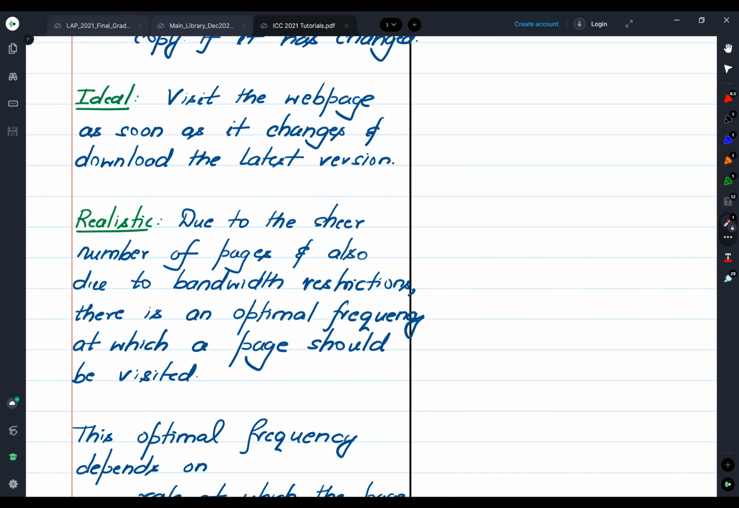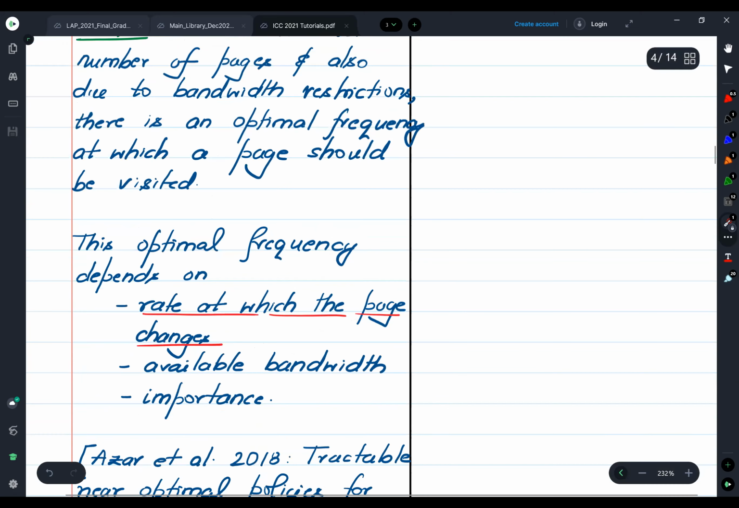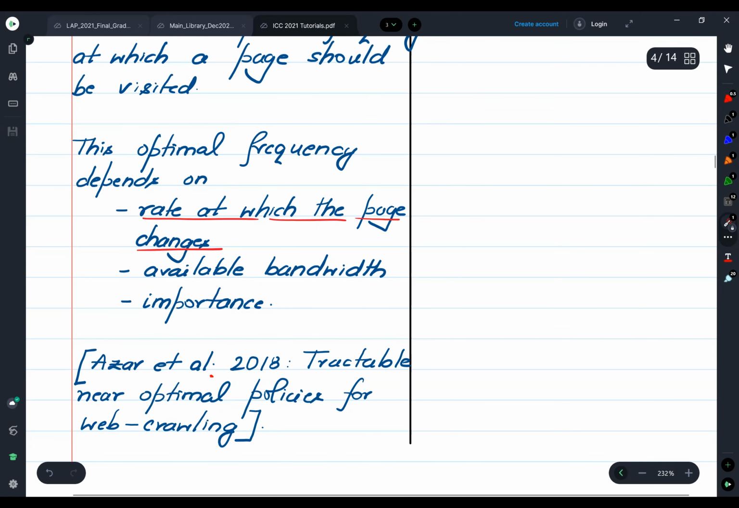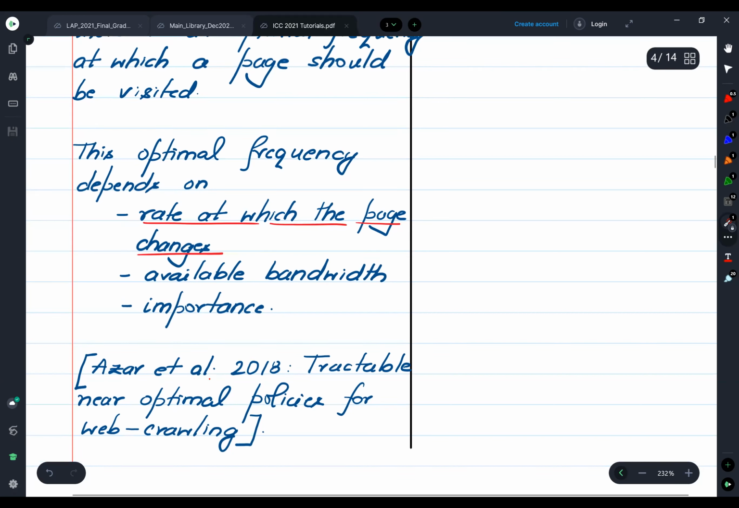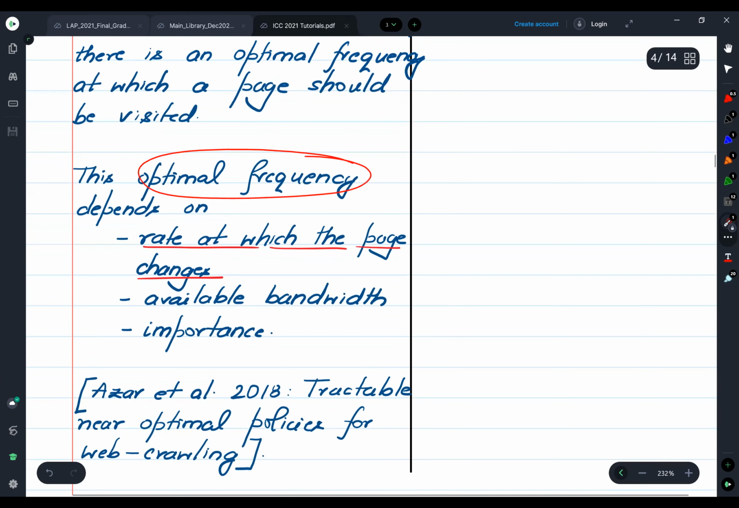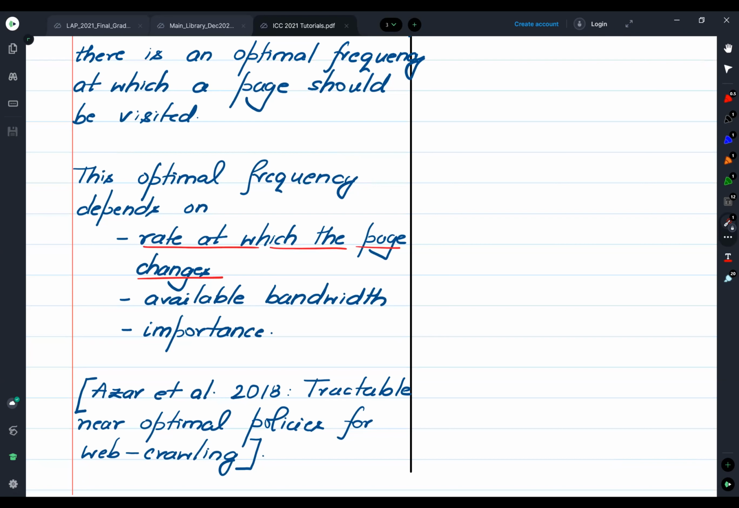Because of bandwidth restrictions and so on, you cannot visit this page very frequently. However, there can be some optimal frequency at which you can visit this web page to check whether the page has changed or not, and if it has changed, download the latest copy. In a paper published in 2018 by Azhar and others, you can find the details of the optimal crawling frequency, which basically means the frequency at which you should crawl a particular web page.